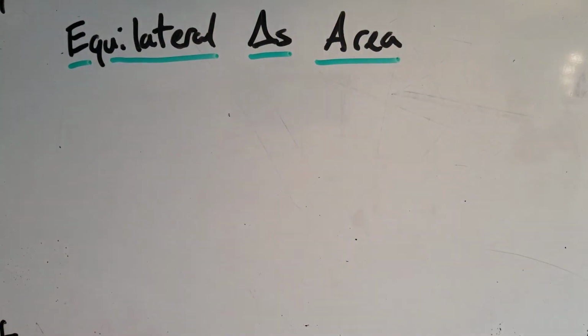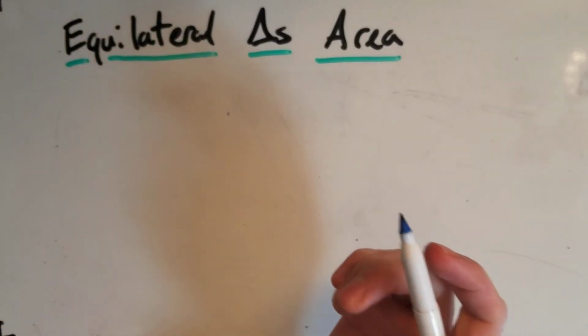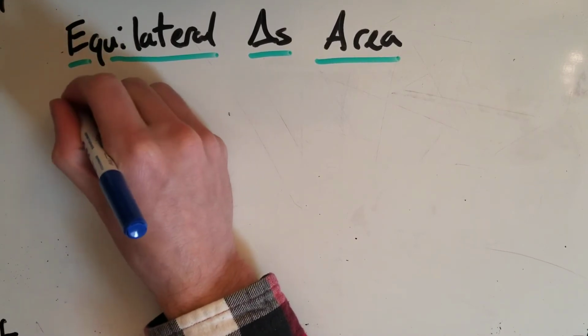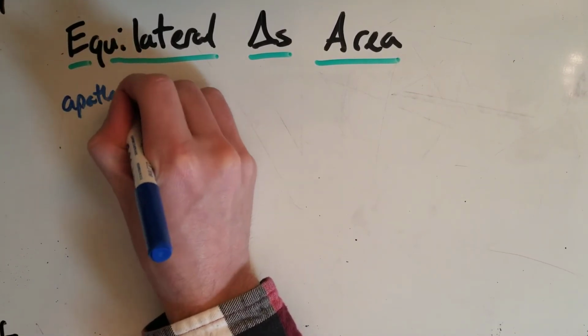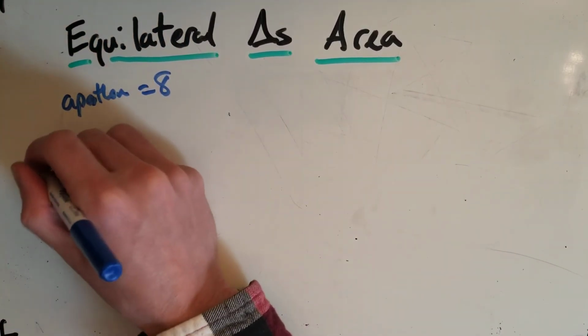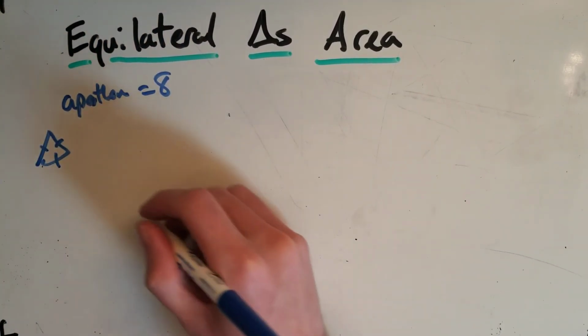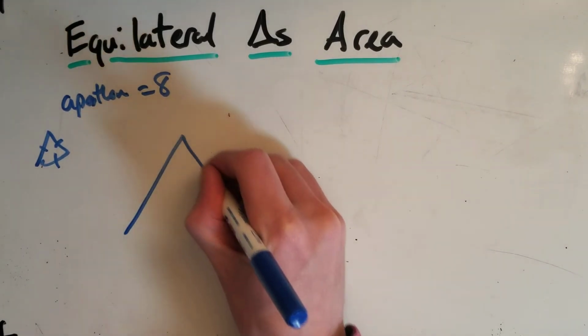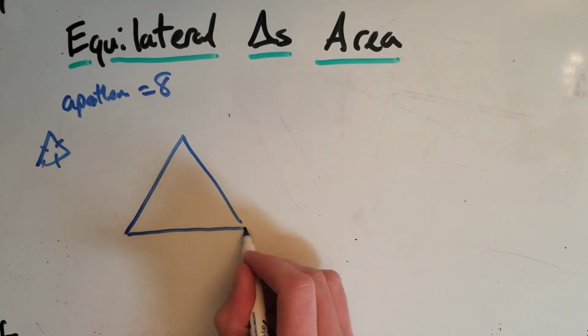So let's say we want to find the area of a regular triangle, or an equilateral triangle, with an apothem of 8. So we're looking for the area. We have an apothem equal to 8, and it's an equilateral triangle. So I'll go ahead and draw a nice triangle here.